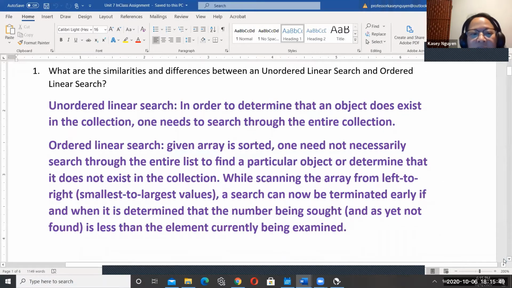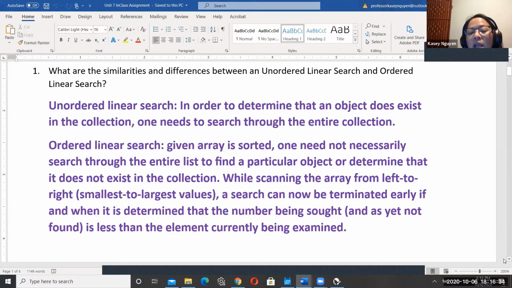we can simply state that an unordered linear search, in order to determine that the object does exist in the collection, needs to search through the entire collection. And in the worst case scenario, that object doesn't exist, and it still needs to go through the entire collection. Now with the ordered linear search, since it is sorted, to find that particular object, it would need to scan the array from left to right, and would terminate as soon as it is found.